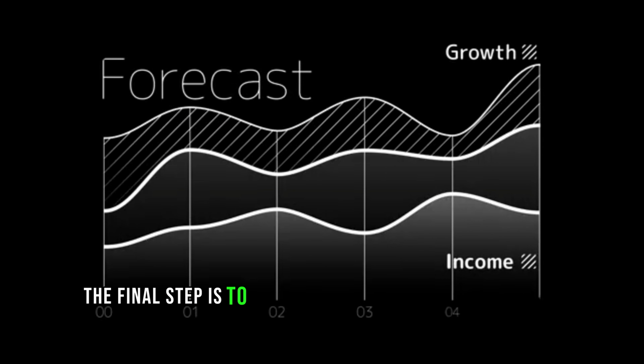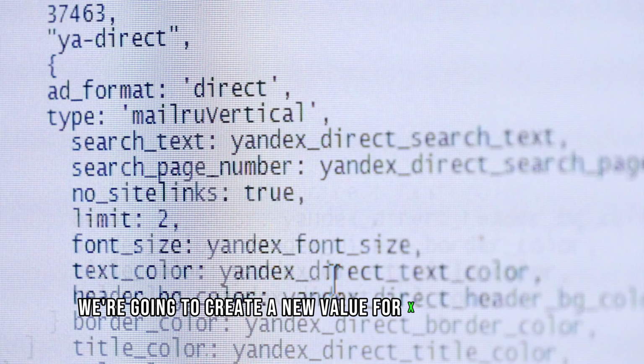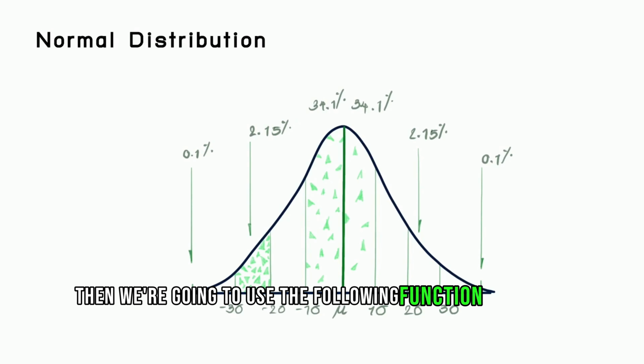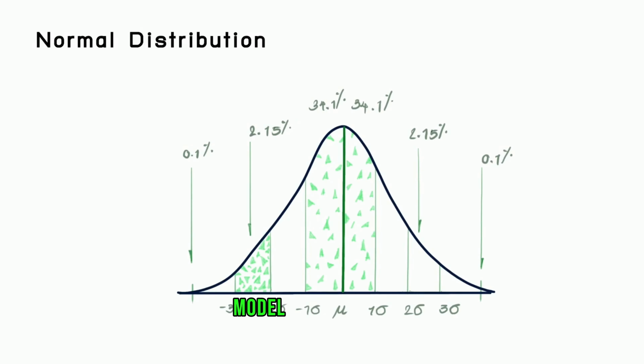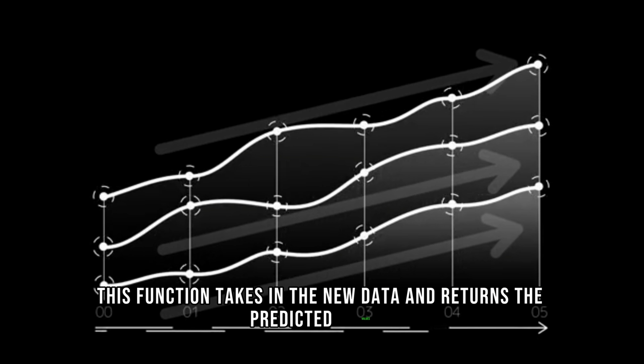The final step is to make a prediction using the trained model. We're going to create a new value for x and call it x_new. Then we're going to use the following function to make a prediction: model.predict. This function takes in the new data and returns the predicted values.